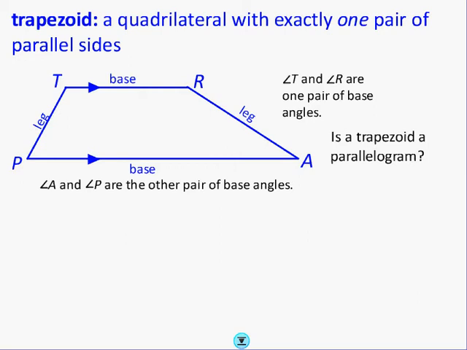So as we trained ourselves to ask when we're encountering a new quadrilateral, I'm curious to see, is this a parallelogram? Well, given that the definition of a parallelogram is a quadrilateral with exactly two pairs of parallel sides, clearly a trapezoid is not a parallelogram. So all the properties we know for parallelograms do not hold necessarily for a trapezoid. That's an important point to make.